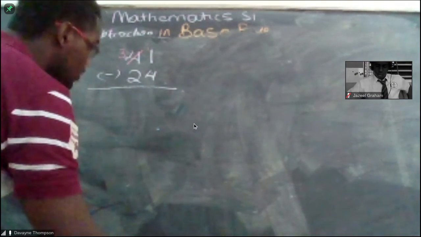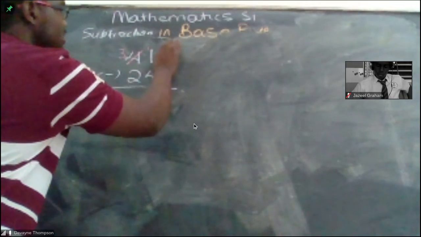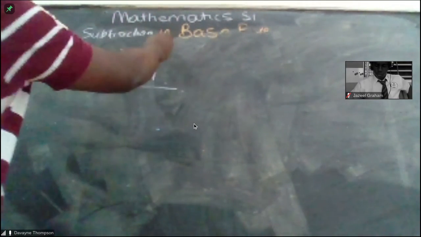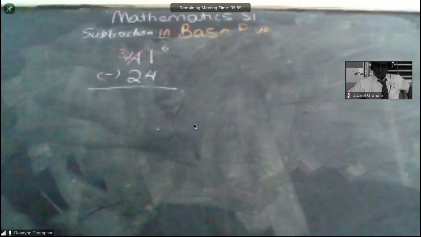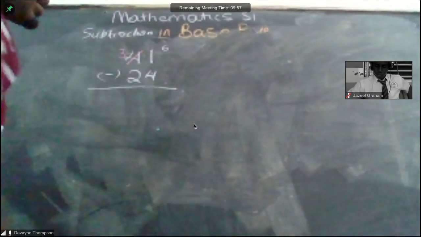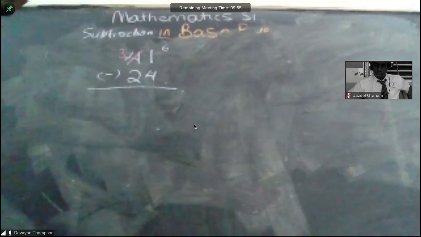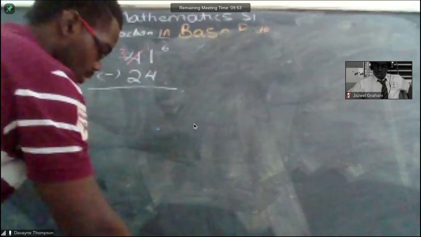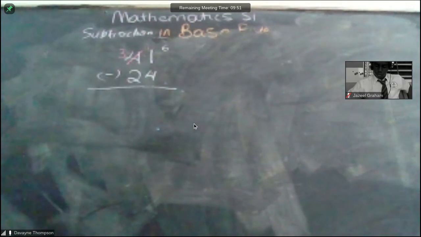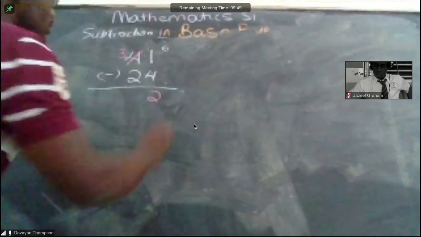Okay? So what I want you to do, just put a little imaginary 6 right here. So now you can just say 6 minus 4. Okay? Now what is 6 minus 4, guys? What's 6 minus 4, Cassandra? 2. Good. 2. Okay?